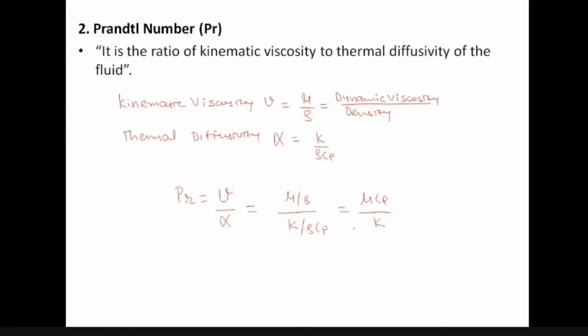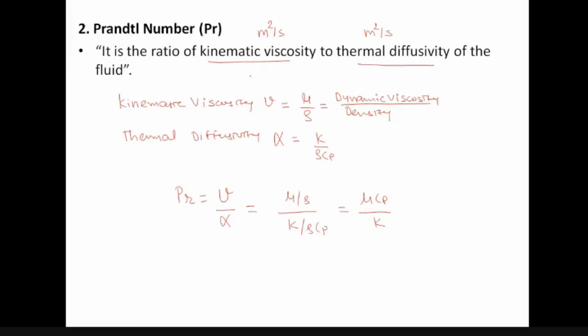Now what is the significance of this Prandtl number? Prandtl number is very important. It shows the difference, or the importance, between the hydrodynamic boundary layer and the thermal boundary layer, because it shows the relationship between the kinematic viscosity and the thermal diffusivity, both having the unit of meter square per second. The units cancel out and you get a dimensionless number, that is the Prandtl number.